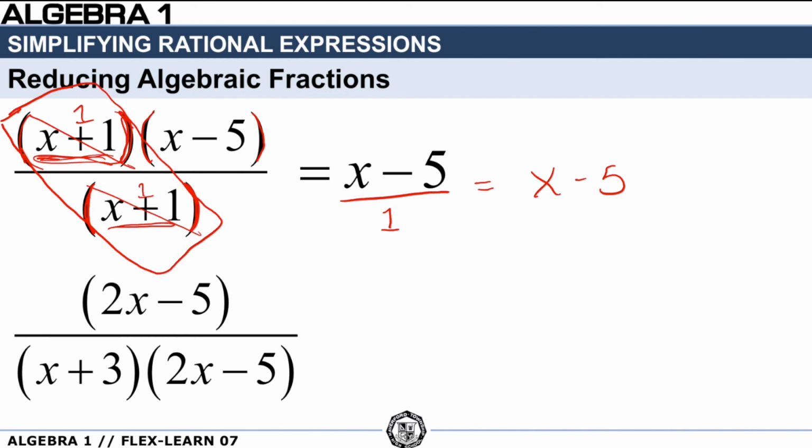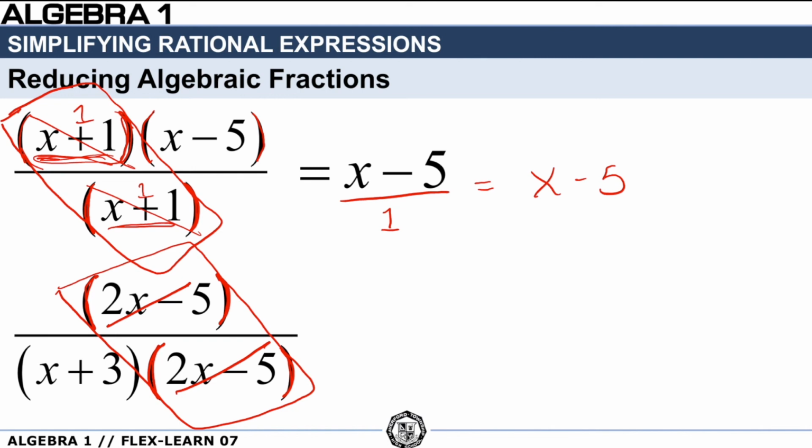Down here, again, I want to find some things that match. I see in parentheses here that I've got 2x minus 5. I see over here I have grouped 2x minus 5. So guess what? I can create another big, giant 1. All right, that means this cancels out and that cancels out.